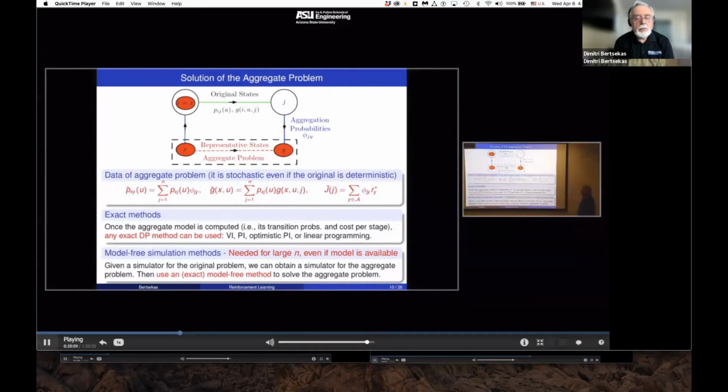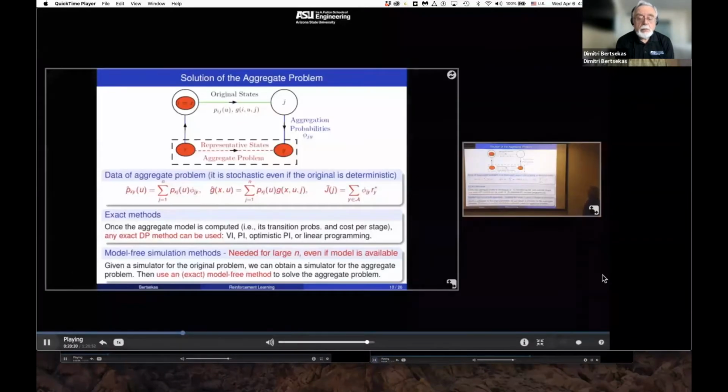Okay, so really that's all there is to say about this representative states model, because we have a solution method and we have a variety of stuff here that we can use. If the number of x's is very large, you may consider using an approximate dynamic programming method to solve the aggregate problem. Okay, it's also possible to do that, although we're not going to emphasize this possibility.